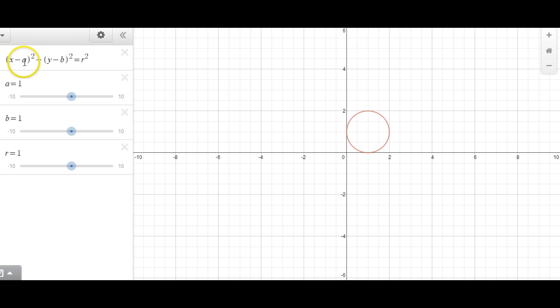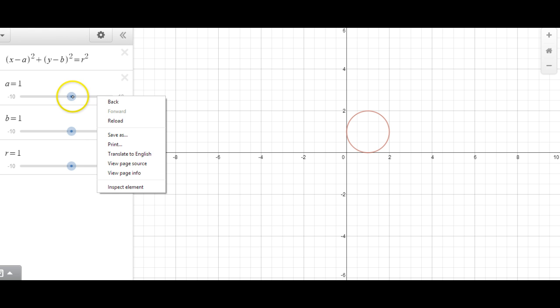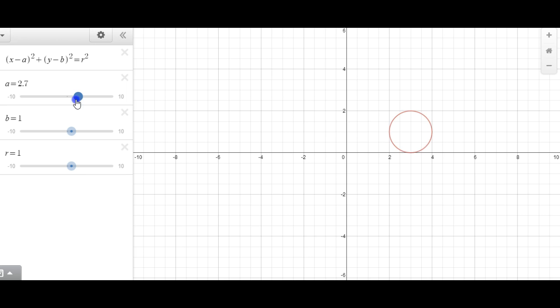So we've got x minus a all squared, and if we start to adjust the value of a, instead of being 1, and we start to move it around, you'll see that what that does is it moves the circle left and right. And in fact, if we put it back at 1, you'll notice that the x value of the centre is at 1.